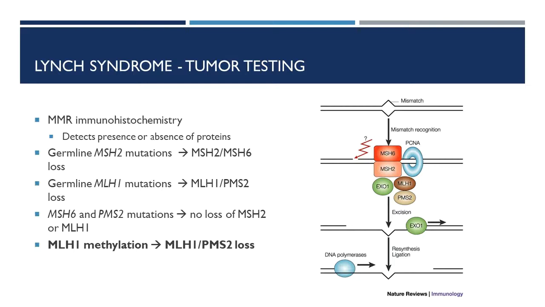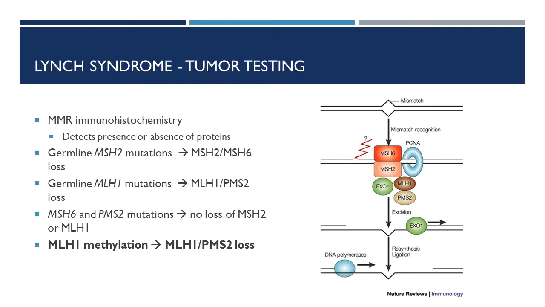However, this is not the case for PMS2 and MSH6. As such, loss of MLH1 and MSH2 expression results in a loss of the entire dimer, whereas a loss of MSH6 and PMS2 results in the absence of those proteins only. Notably, loss of MLH1 and PMS2 may be due to somatic methylation of the MLH1 protein, resulting in absent expression of the dimer. An MLH1 methylation analysis is indicated for this IHC result. Germline testing with or without paired tumor sequencing can help clarify the etiology of abnormal MMR IHC.